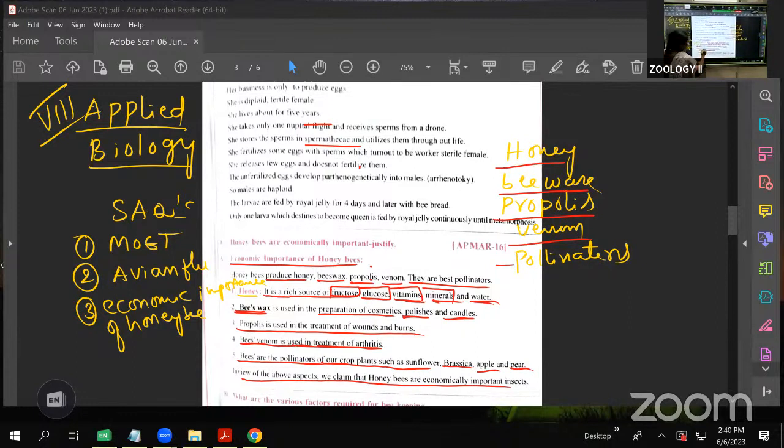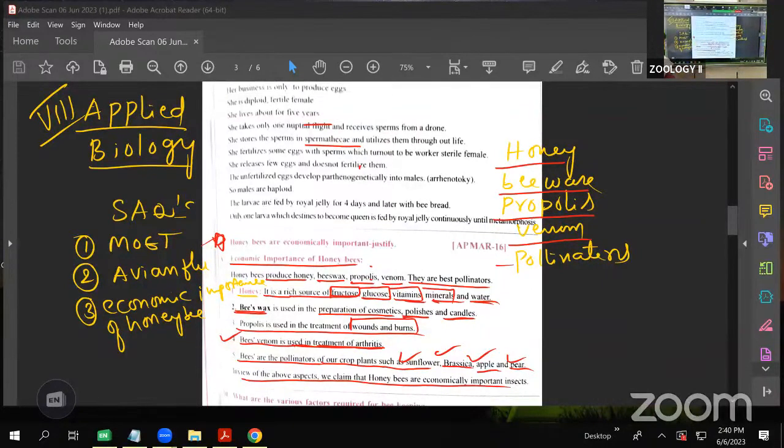Next, propolis is used for the treatment of wounds. Any wound or burn that occurs, we apply it, and that will be useful. Next, bee venom is used for the treatment of rheumatoid arthritis. Next, pollination: plant pollinators. Which plants? Sunflower, brassica, apple, pear, and a number of other plants use them as pollinators. This is the most important question. Learn this one clearly.